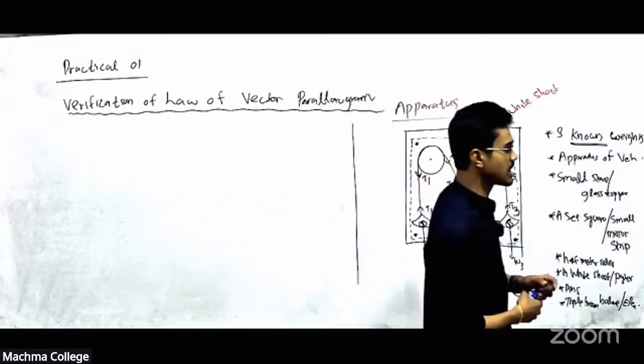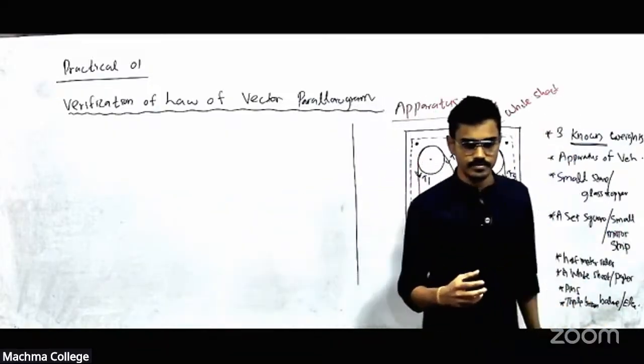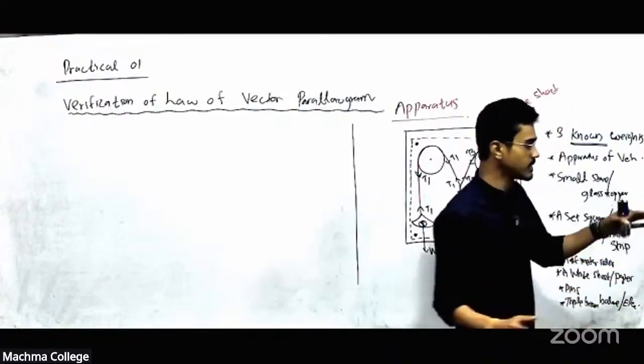If there is a deviation, like if you are using 100 grams with 1 kilogram, that's not going to work. The system will tilt to this side.